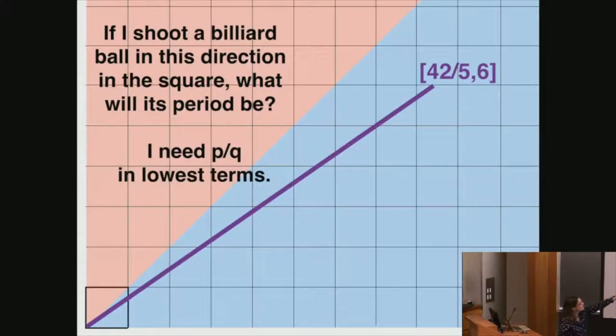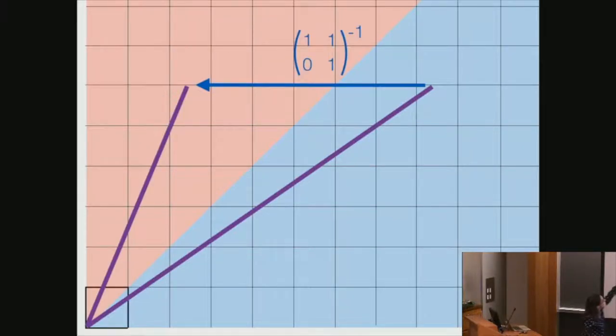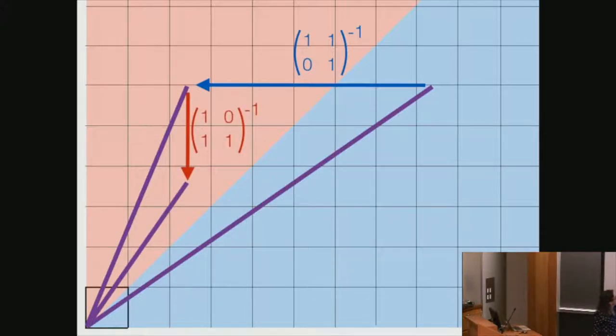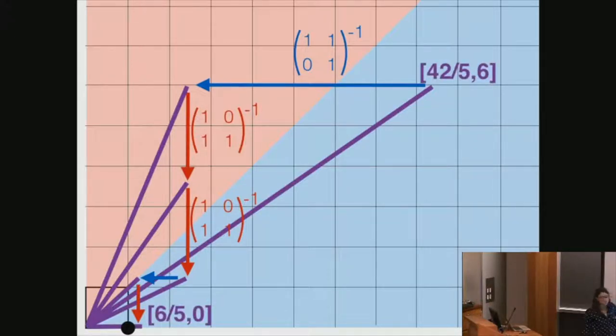But let's do it in a different way. So here's what we're going to do. This vector, 42/5, 6, is in the blue sector. So we're going to apply the inverse of the blue matrix. Doop! We get that new point. Now we're in the red sector, so we're going to apply the inverse of the red matrix. Get to here. We're still in the red, so we're going to apply the inverse of the red matrix. Now we're in the blue, so the inverse of the blue matrix. And now I didn't tell you, but these sectors are closed on the bottom and open on the top. So this is in the red sector, and so we're going to get to here.